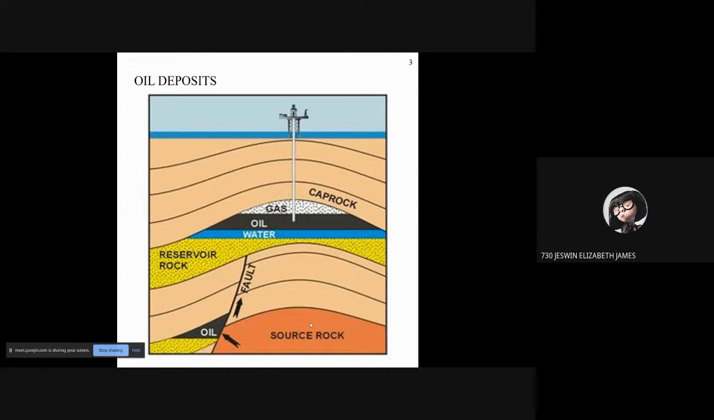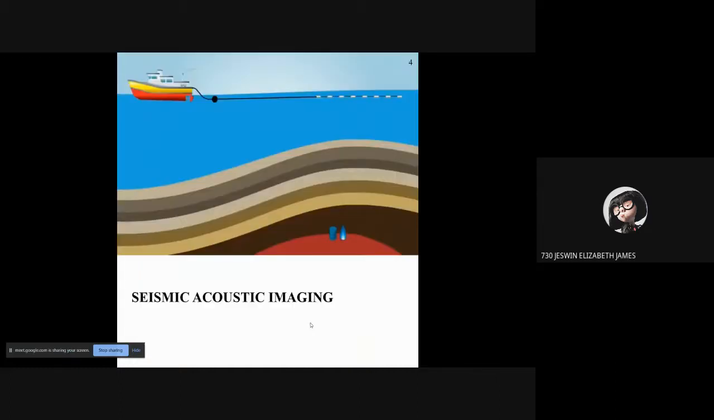Now, it is important to know that oil and natural gas are the world's two most important sources of energy. So it is absolutely necessary that we locate them and extract them. So the question is, how do we find these deposits which are hidden beneath the Earth's surface? And the answer is very simple. We use a technology which is known as seismic acoustic imaging to locate the object.